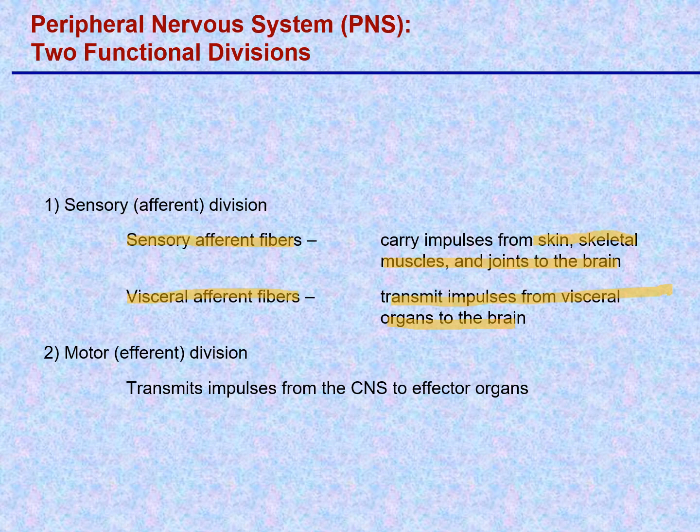And the motor division, and I'll talk more about how it breaks down in a minute in the next slide, but it transmits impulses out of the central nervous system to effector organs.